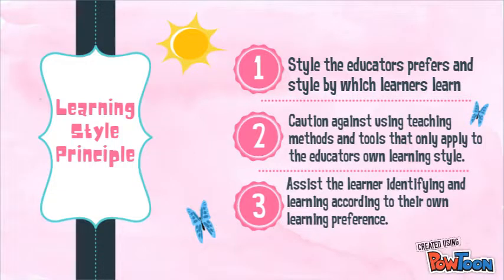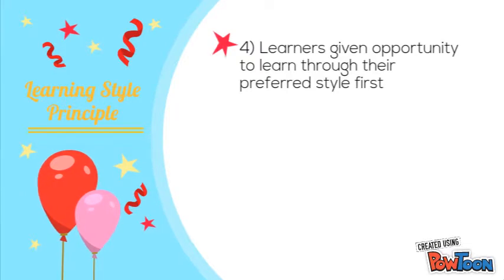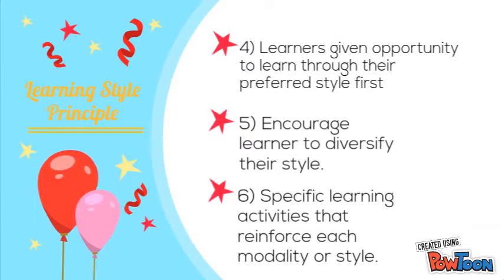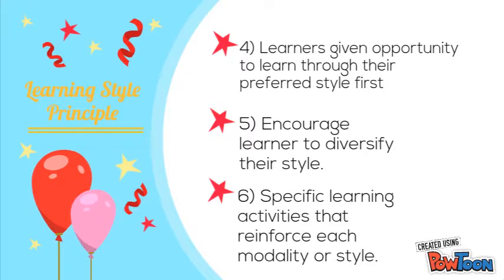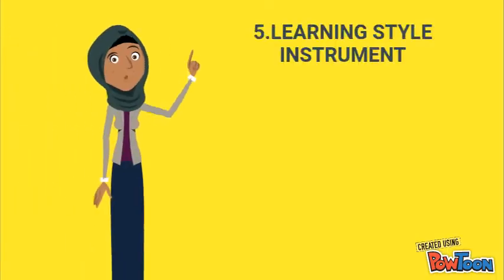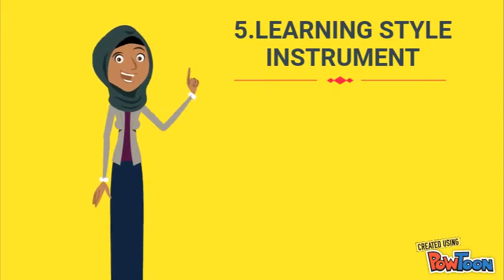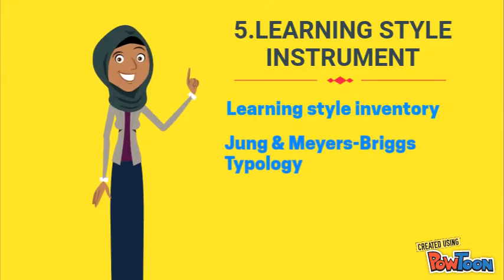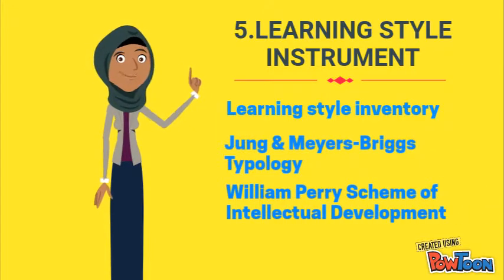Secondly, caution against using teaching methods and tools that only apply to the educator's own learning style. Thirdly, assist the learner in identifying and learning according to their own learning preference. The fourth principle of learning style is learners are given opportunity to learn through their preferred style first. The fifth principle is encourage learners to diversify their style, and the last principle is specific learning activities that reinforce each modality or style. Under learning style instrument, it consists of learning style inventory, Jung and Myers-Briggs typology, and William Perry scheme of intellectual development.